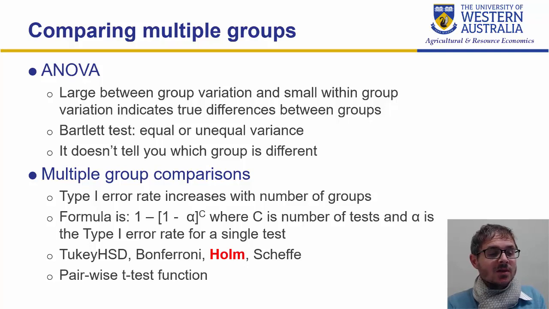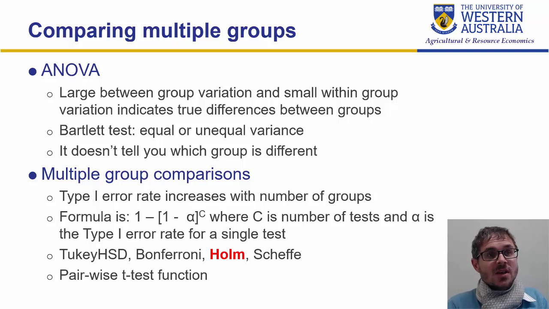So the way we're going to do that is we are going to go on and conduct pairwise t-tests, but we're going to apply a correction for the multiple comparison. The multiple comparison correction is going to moderate the type 1 error. And I've listed a bunch of options. Tukey, honestly significant difference. I use that one a bit too, but the one that I think is really good to get started with is Holm, and it's in the t-test function.